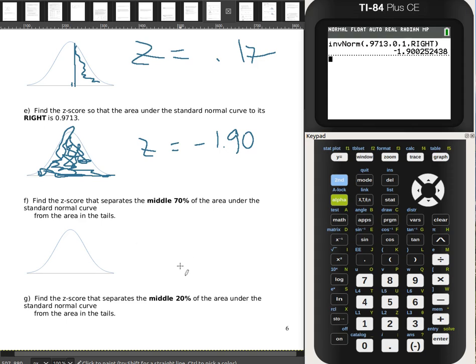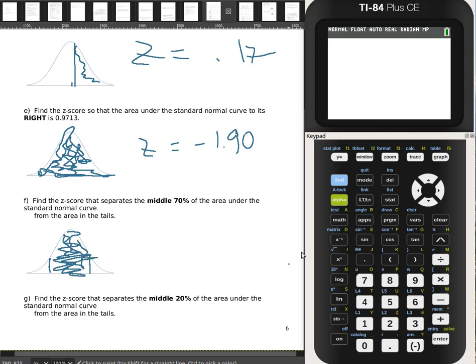And then, last but not least, what about if the area is in between two values? That's going to be a nice one. So here we're looking for the z-score that separates the middle 70% of the area under the standard normal curve from the area in the tails. So it's the middle 70%. If you remember the empirical rule, it must be around 1 standard deviation, right? Because that would be 68%. So we're thinking it's going to be probably a little bit more than 1.